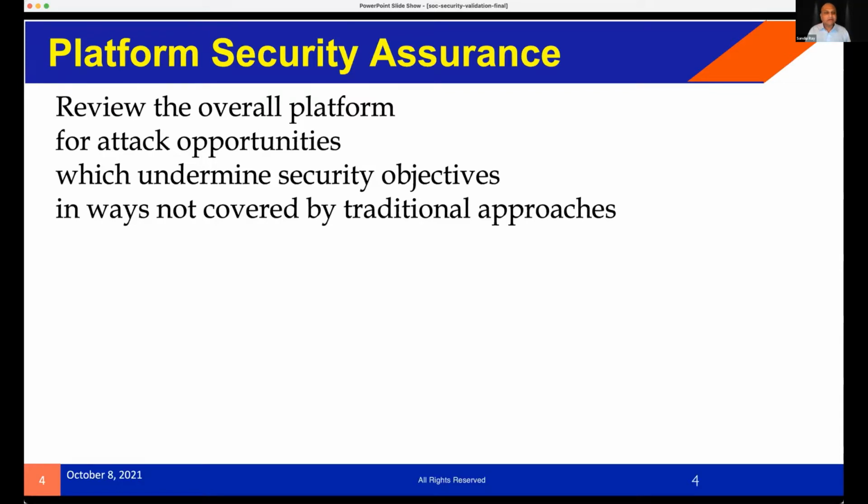I was conversing with a security validator at Intel, and I asked this question: what is security validation, and what is security assessment, and what do you guys do? And what I'm showing here is, while not an exact quote, a close paraphrase of what he said. What he said was that you will need to review and assess the overall platform for attack opportunities which undermine security objectives in ways not covered by traditional approaches. And of course, at that time, I had no idea what he said, but over the years, I have marveled at how much he packed in these 4 lines.